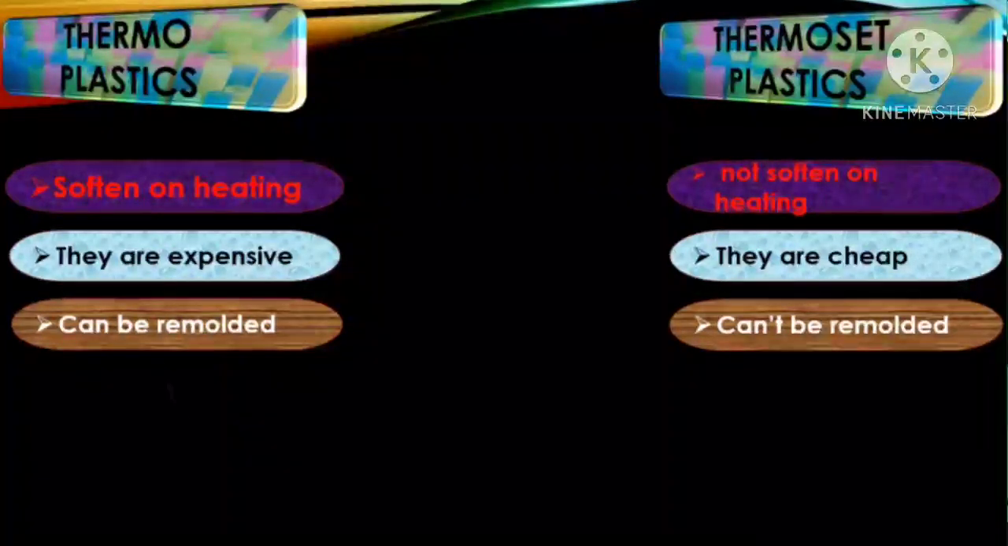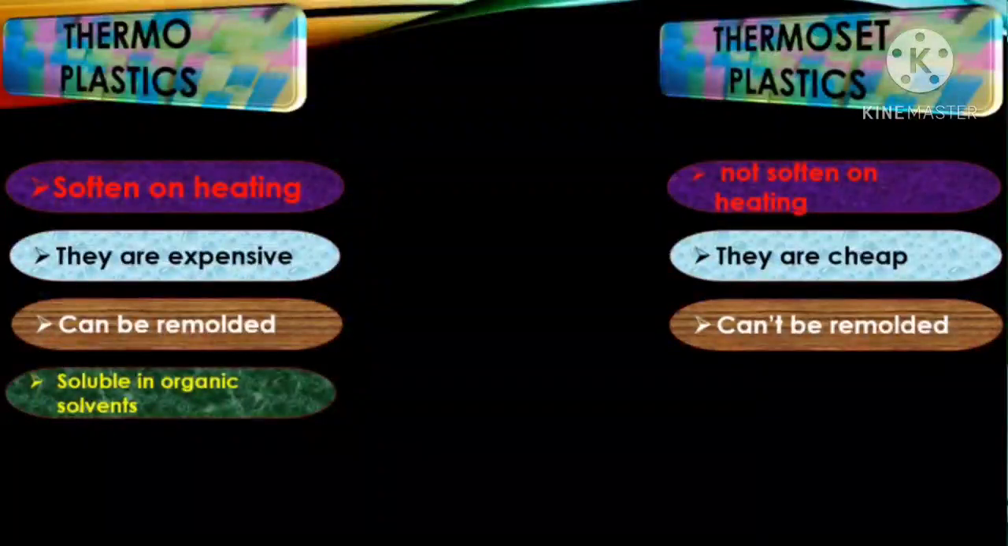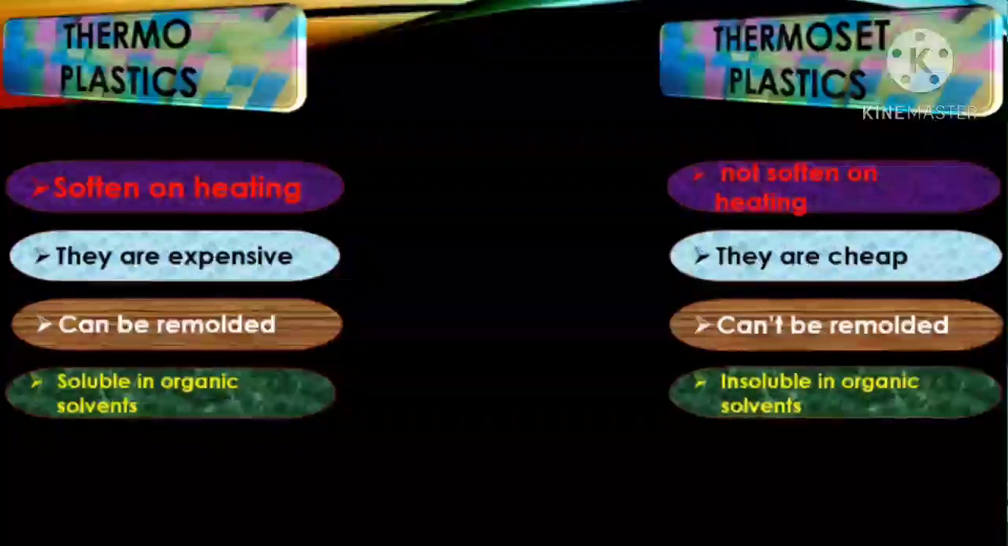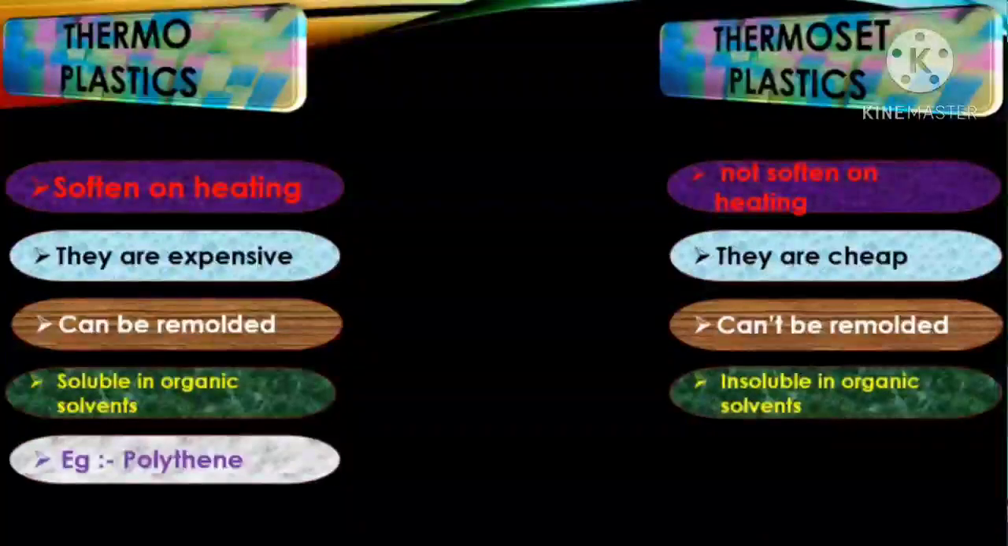Thermoplastics are soluble in organic solvent, but in the case of thermosetting plastic, they are insoluble in organic solvent. Example of thermoplastic is polythene. Example of thermoset plastic is bakelite.